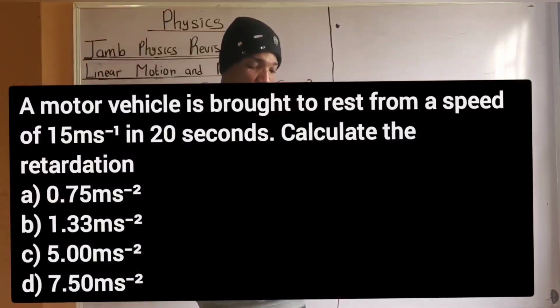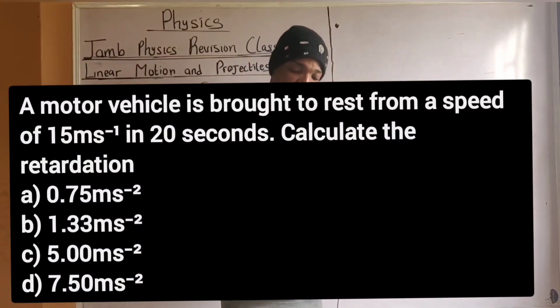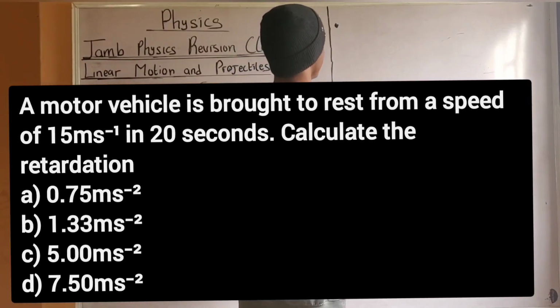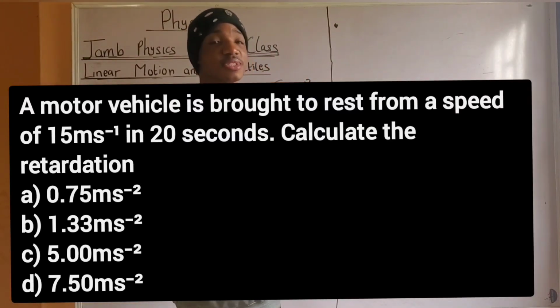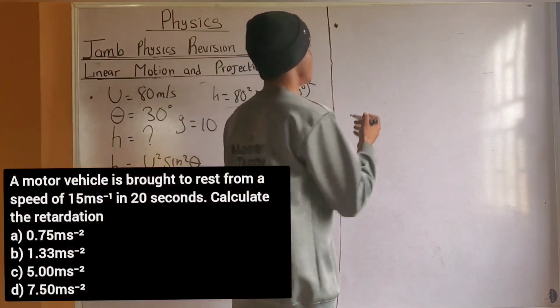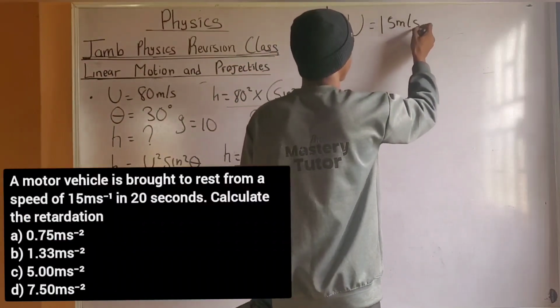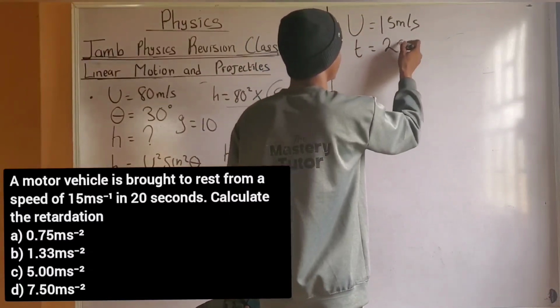A motor vehicle is brought to rest from a speed of 15 meters per second in 20 seconds. Calculate its retardation. Okay, the vehicle is moving with a speed of 15 meters per second before. That means that the initial velocity is what? 15 meters per second. That is the initial velocity. And the time is equal to 20 seconds.